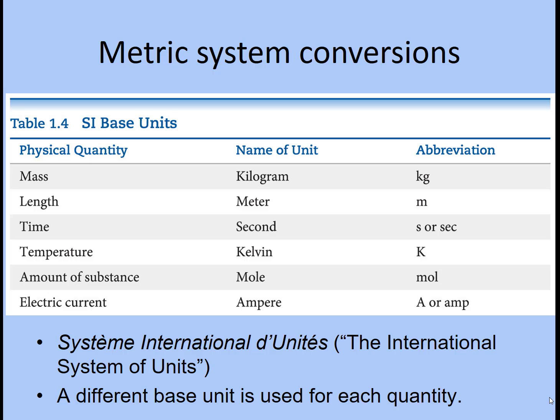Let's talk about metric system conversions. You will have to do a few metric system conversions. Nothing too complicated, but we are going to be using the International Standard Base Units. So for mass, it's a kilogram, length is the meter, time is a second, temperature is Kelvin, the amount of substance is the mole, and the electric current would be amperes.